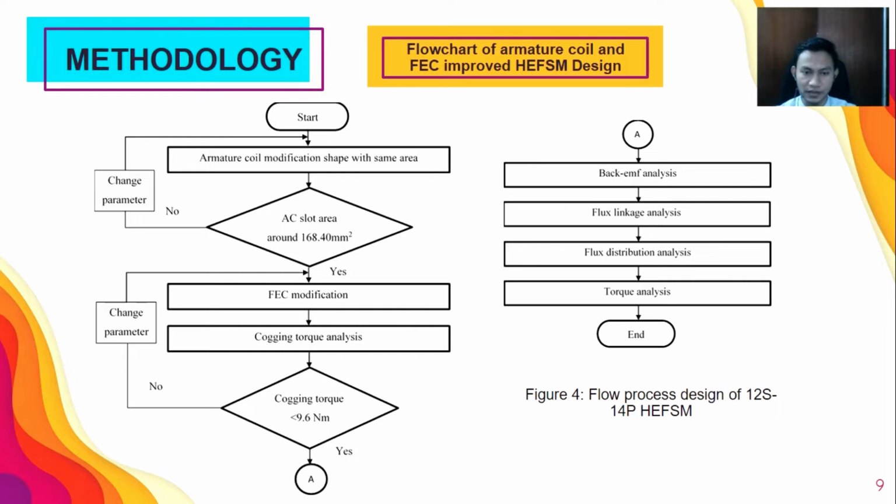In the Gaussian torque analysis, if the Gaussian torque is more than 9.6, we need to change the parameters of ABC, which include R5 and R6, until the Gaussian torque is less than 9.6. If yes, we proceed to the no load test, which is back EMF, flux leakage, and the last one is flux distribution. After that, we proceed to the load analysis, which is the output torque analysis.